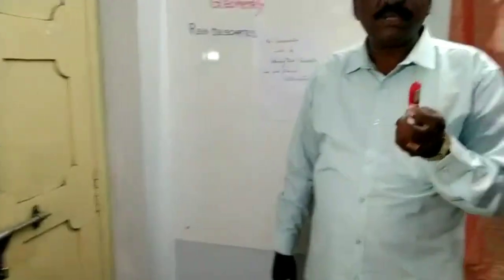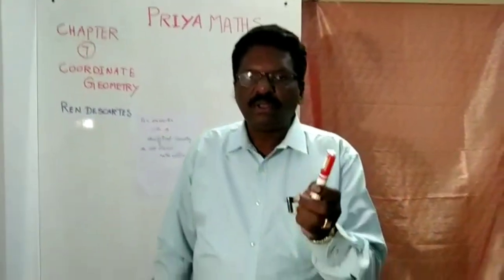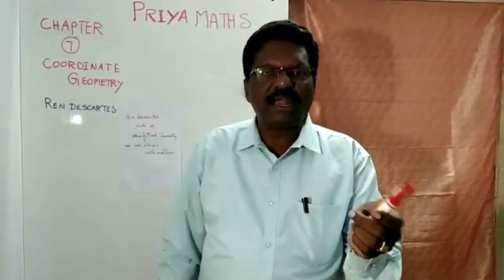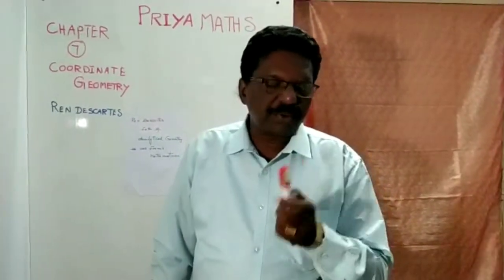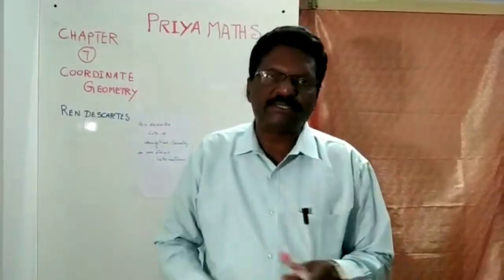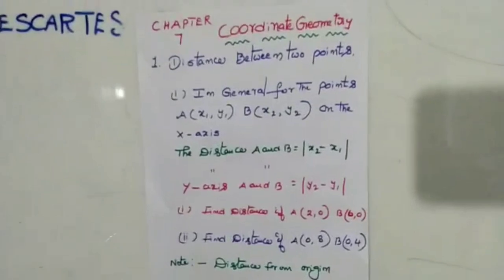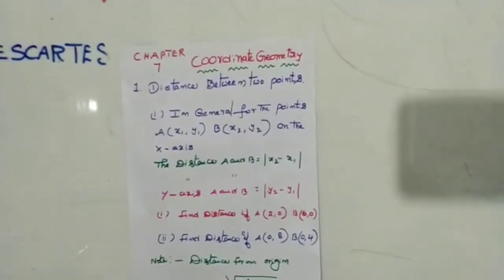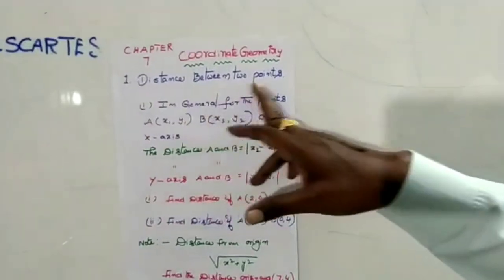Okay, students. In this chapter, you will find the coordinate and abscissa and so on. These terms you learned in the previous class. Now today we are going to study the distance between 2 points. The first is the distance between 2 points.